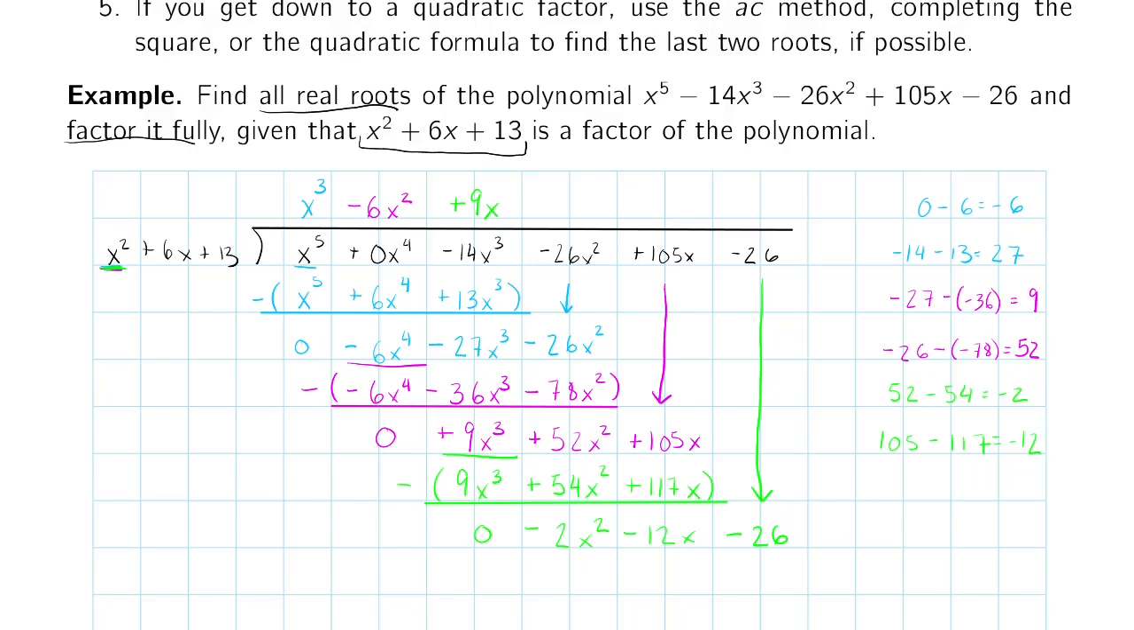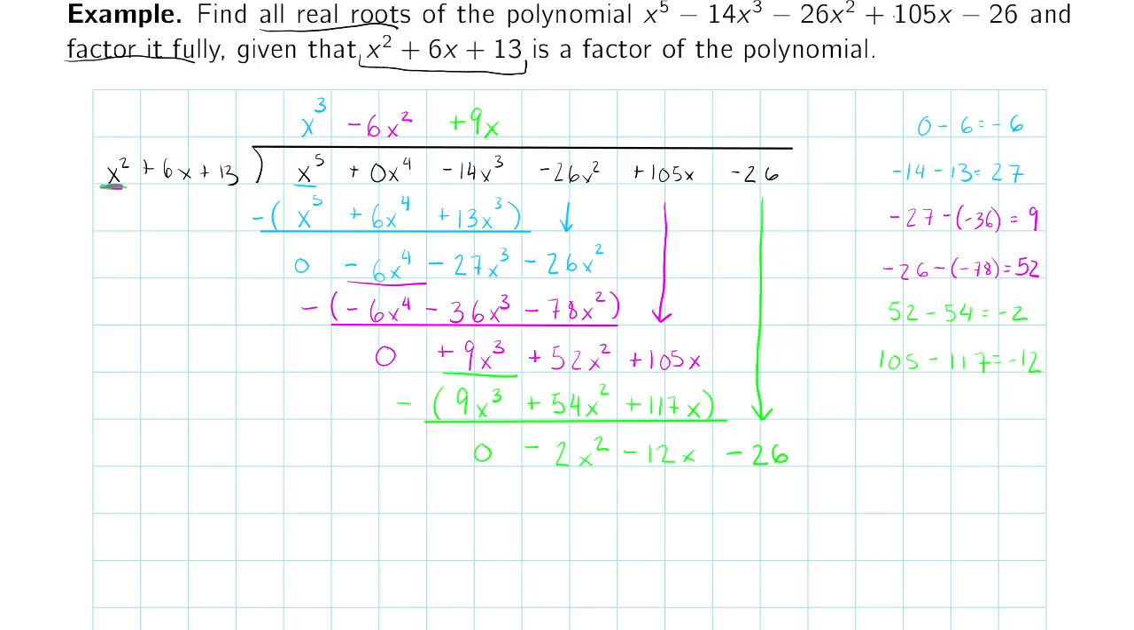Right, our last round, we're saying x squared goes into negative 2x squared. That's just going to be a negative 2. Then negative 2 times x squared, that's negative 2x squared. Negative 2 times 6x, that's negative 12x. Negative 2 times 13, that's negative 26. And as we hoped, when we subtract, we just get remainder 0.